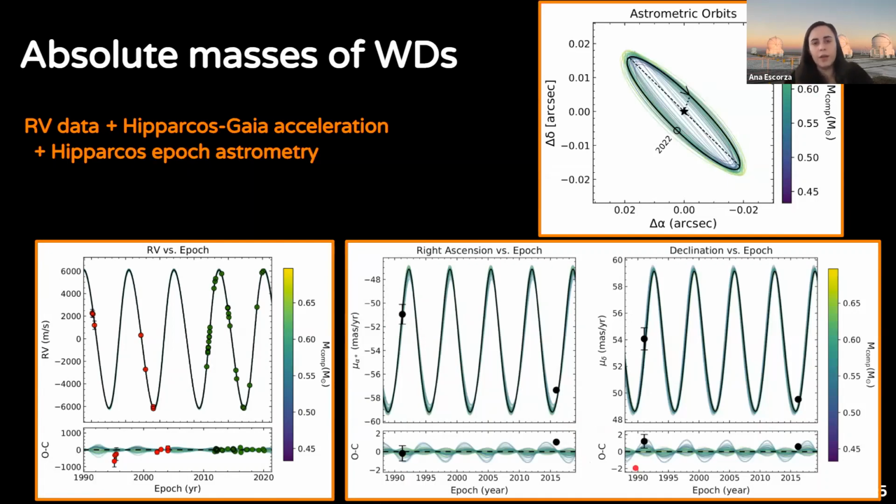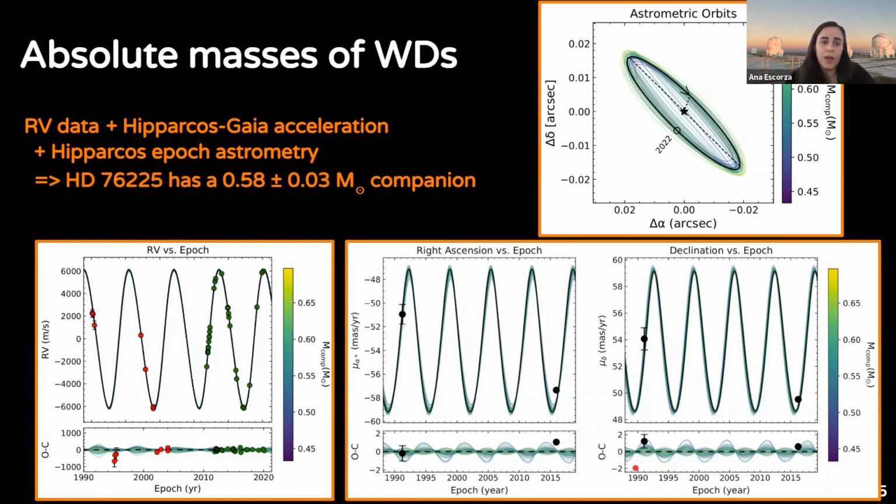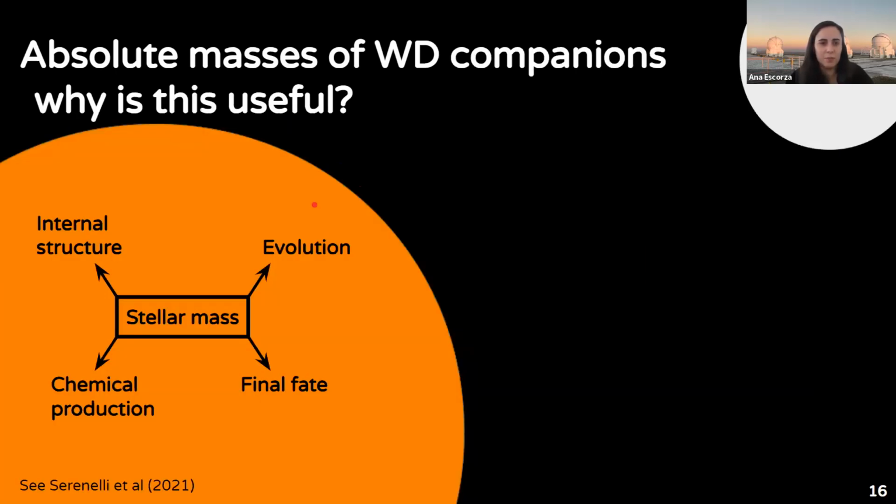We can put the primary mass as an input, and it is good enough for me to tell you that, for example, this target has a companion, a white dwarf companion of about 0.58 solar masses. As I said, this is work in progress. We will hopefully submit this soon, so stay tuned for more masses if you're interested.